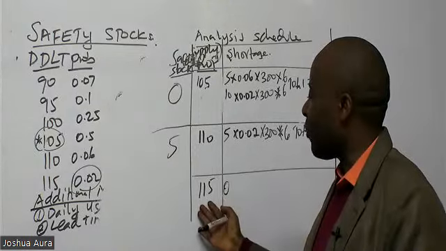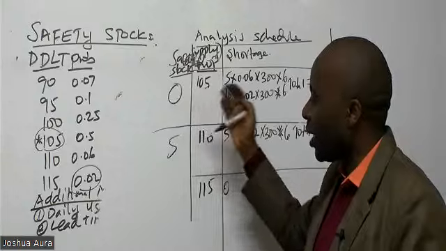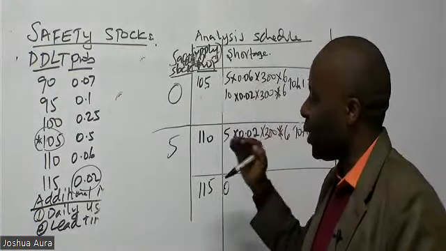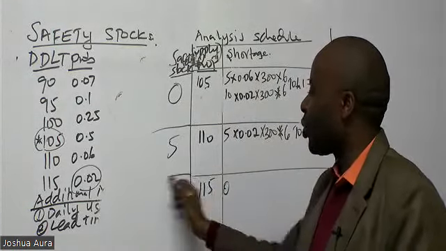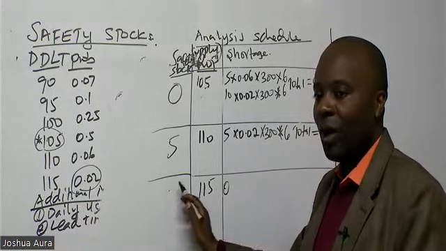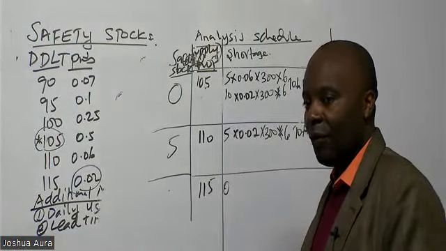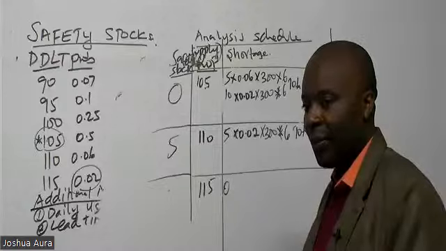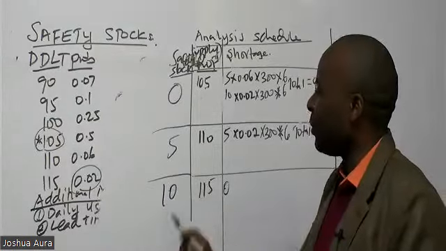What if I supply 115, knowing that 105 is what will be consumed? The excess goes to safety stock, the excess goes to buffer. So can somebody give me the buffer here? 115 minus 105 gives me 10.